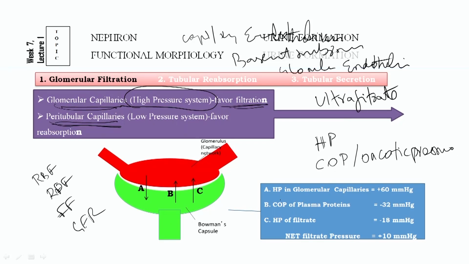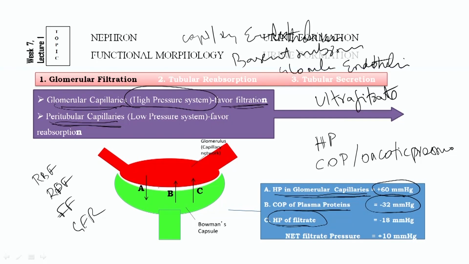Now if you see the hydrostatic pressure in the glomerular capillaries, which will favor the filtration, it comprises around plus 60 mmHg, whereas the colloidal osmotic pressure of the plasma proteins, especially albumin, which contributes to the oncotic pressure of the plasma, is against the filtration process, so that gives around minus 32 mmHg, whereas the third one is the hydrostatic pressure of the filtrate.